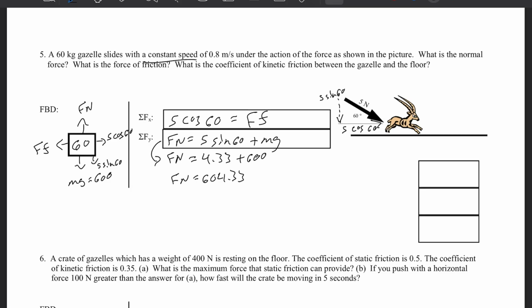Using the first equation, let's go ahead and solve for force of friction. 5 cosine 60 is equal to force of friction. Put in 5 cosine 60 into my calculator, I got 2.5.